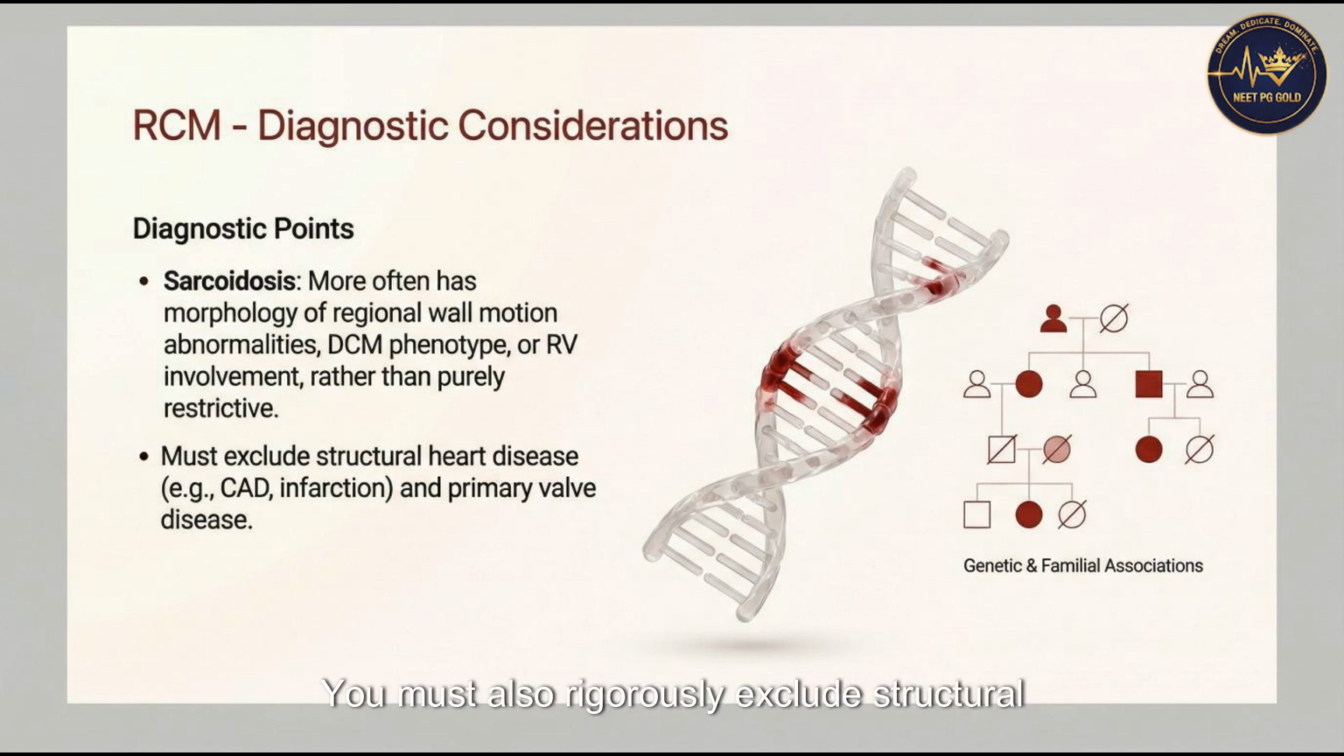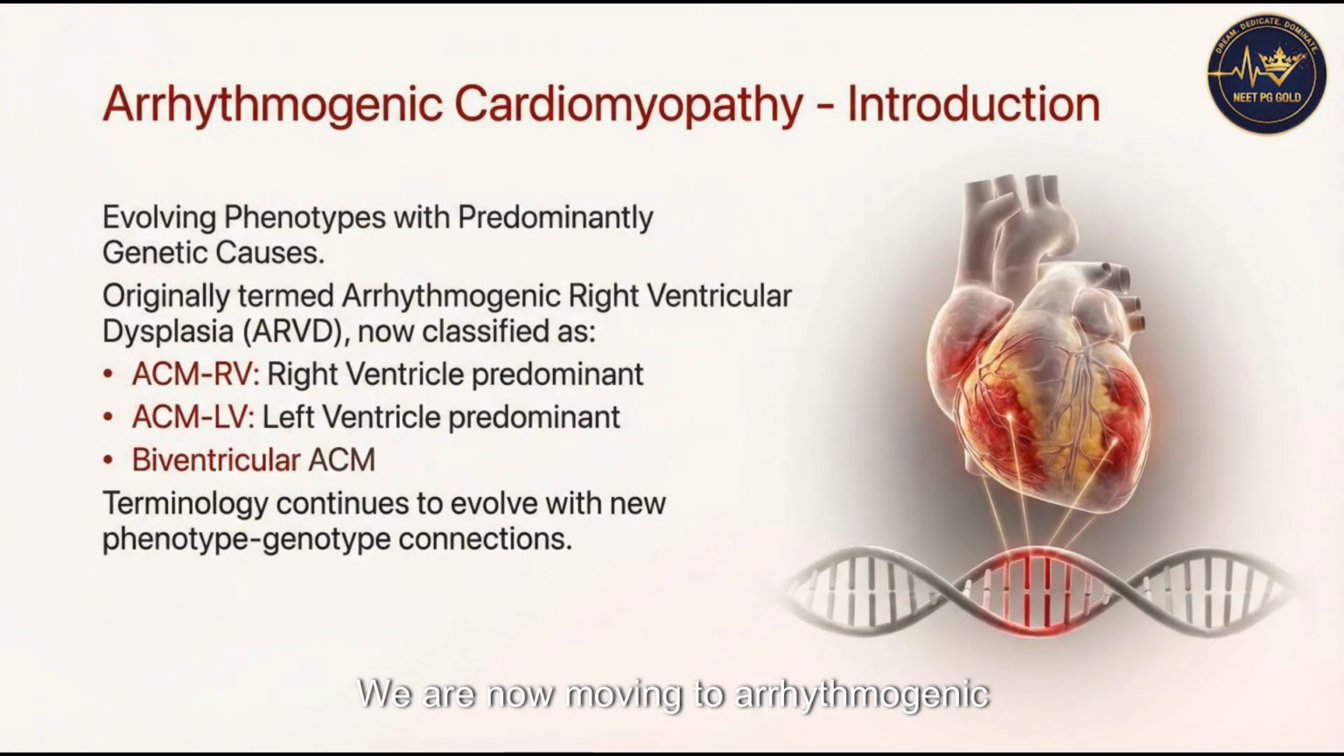You must also rigorously exclude structural heart disease, like coronary artery disease, before labeling a patient with these primary myocardial defects. We are now moving to Arrhythmogenic Cardiomyopathy, or ACM. You likely learned this as ARVD, or arrhythmogenic right ventricular dysplasia. But the terminology has evolved because we now know it affects the left ventricle too.